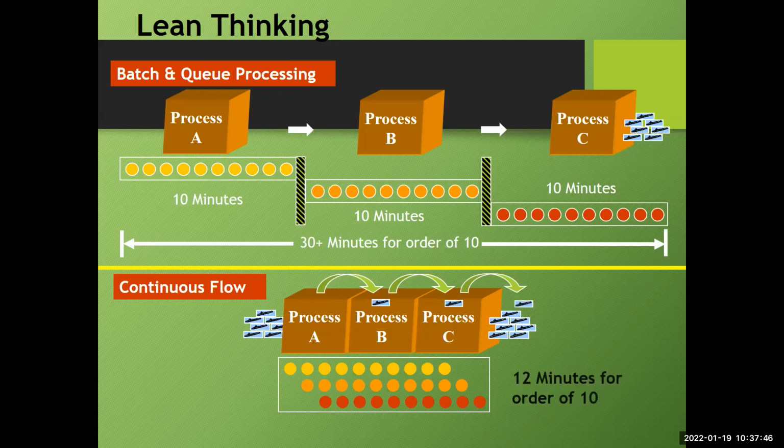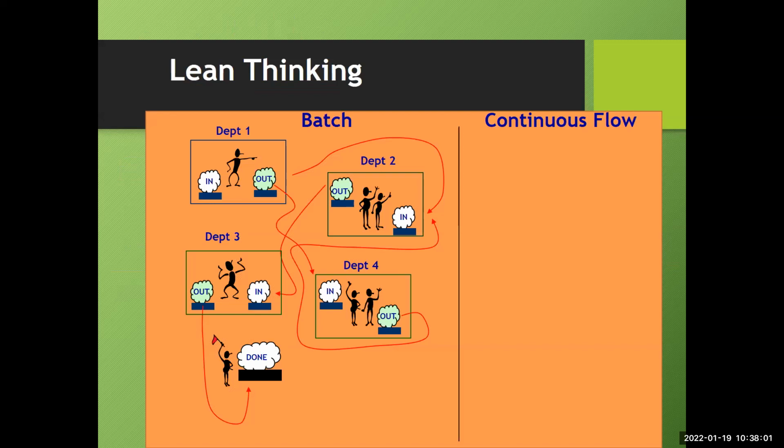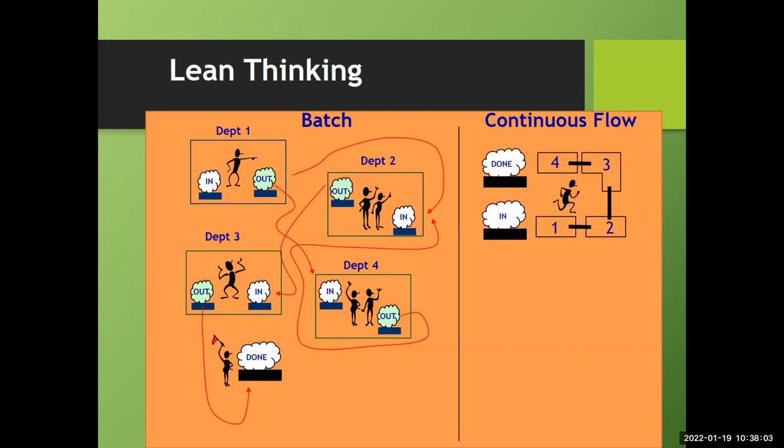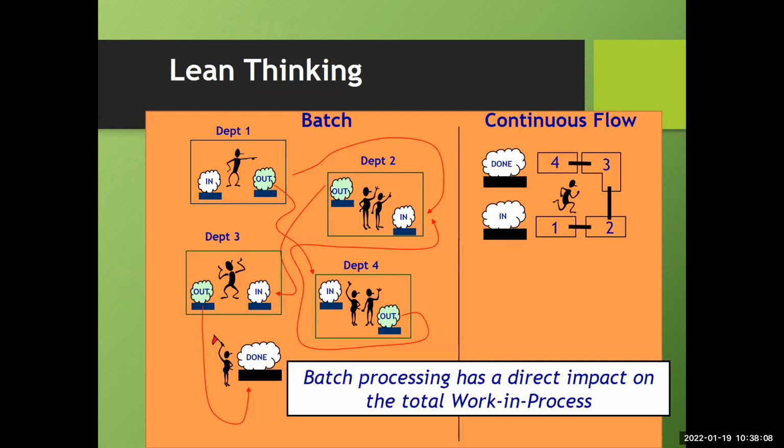So this is how. Here there were 30 minutes. Here there were 12 minutes for the same orders. So this is how we can reduce the cycle time by using lean thinking. Again, a pictorial view of lean thinking. If we are producing without planning, the major impact is on the WIP, work in process inventory. And if WIP is higher, everything is higher.